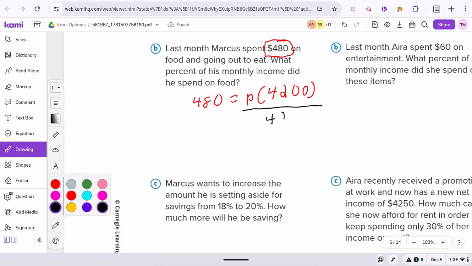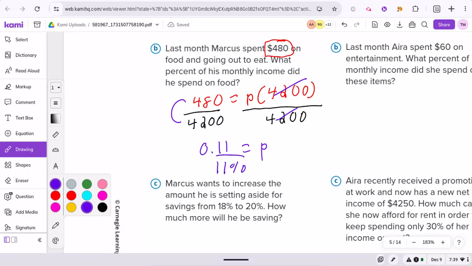Divide by 4,200 on both sides. These would cancel. You'd be left with P equals 480 divided by 4,200. And for this one, you can round it. You'd round it to about 11%, about 0.11, which is 11%.